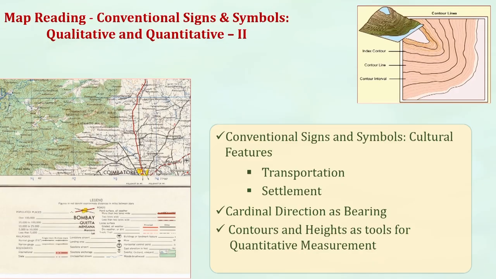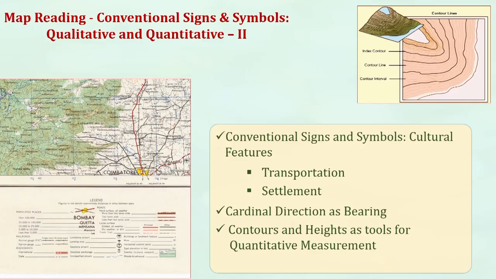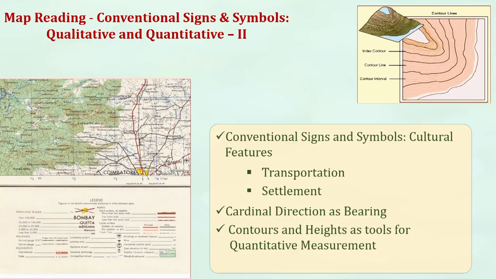Now let us discuss the cultural features, how they are represented by conventional signs and symbols, and, as we will have some time in today's session, we will discuss direction as bearing. Every map, if you look at the top right corner, has the northern direction symbol. So how can the direction be used as bearing? If we represent the direction as an angle, how can we read and measure it? We will discuss that, and also contours and elevation features.